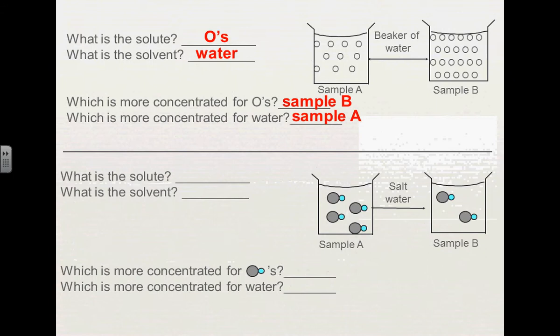Here I have some salt molecules pictured, taking salt water. In that case, what is the solute in salt water? Salt. Anna? Salt. Yeah, salt. What's the solvent in that salt water? Raise your hand. Okay? Water. Yeah, water is the solvent. Which has a higher concentration of the salt molecules? Anna? Sample A. Sample A does. Which has higher concentration of water? Sydney? B. Sample B.